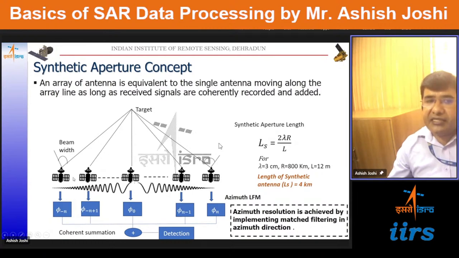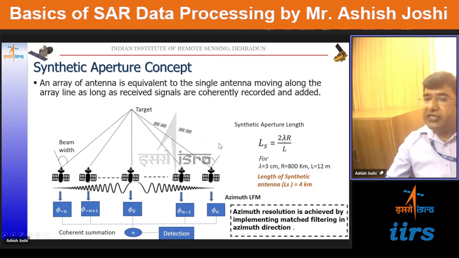As you can see, this target is seen from multiple positions of the radar, and at all these positions the SAR signal is coherently added. The synthetic aperture length is given by the formula 2 lambda R by L. So how much synthetic aperture length is created by the geometry? It is given by 2 lambda R by L. If we substitute the values, like 3 centimeter, 800 and L, how much synthetic length can we get? Around 4 kilometer.